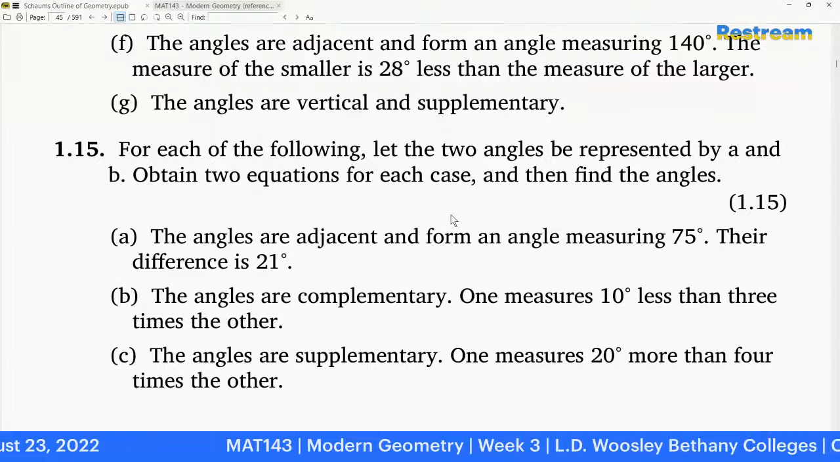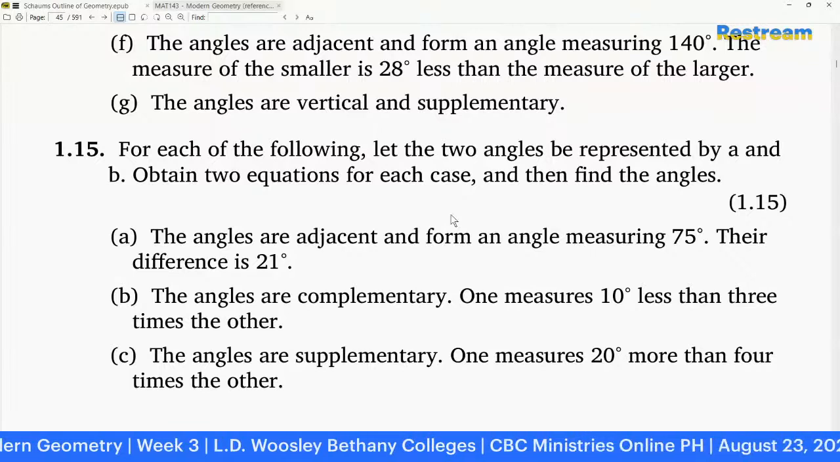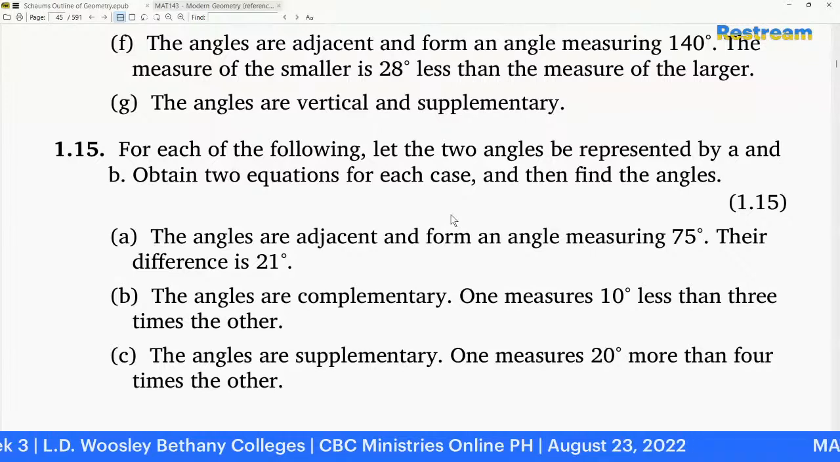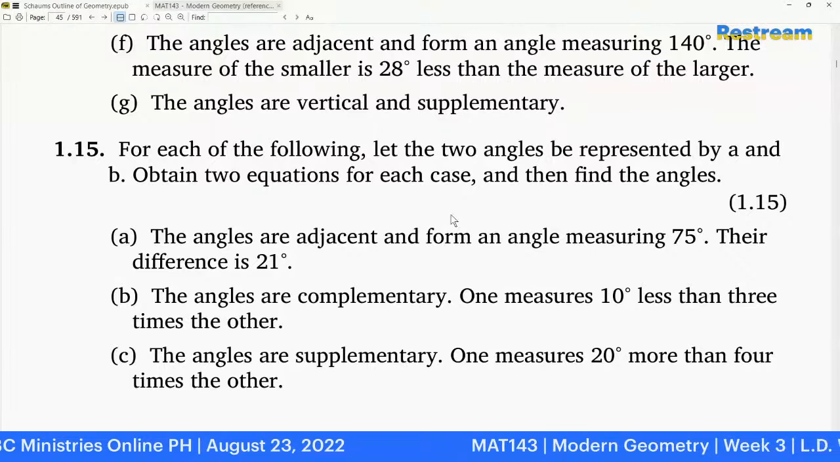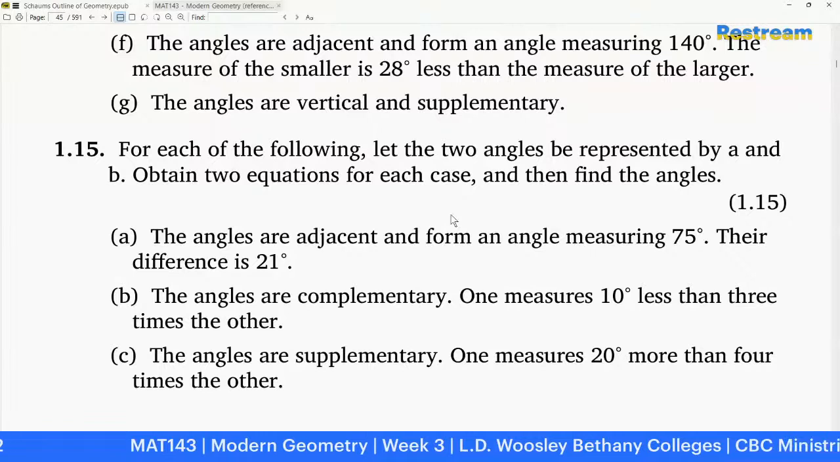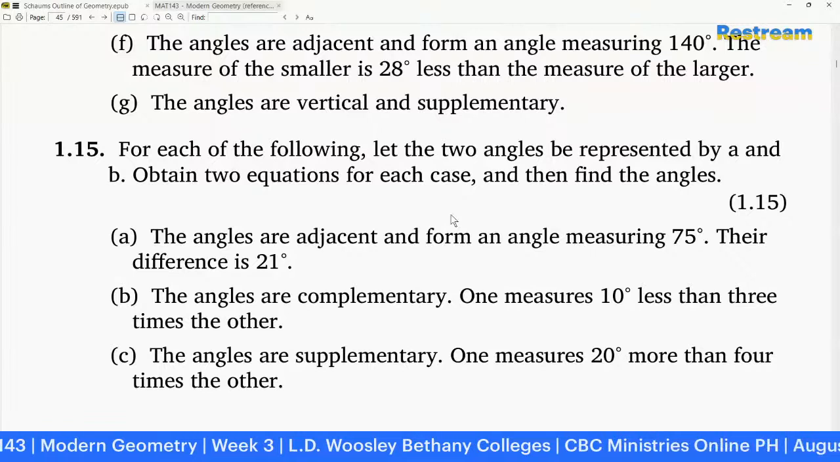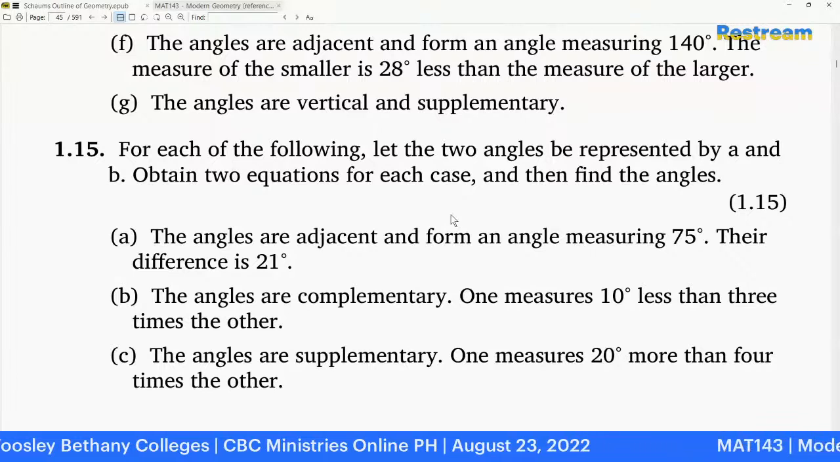Who is ready to answer? To give the answer? Sir, yung akin po. Sige, go ahead. Letter B. Give me first the two equations and your answer.